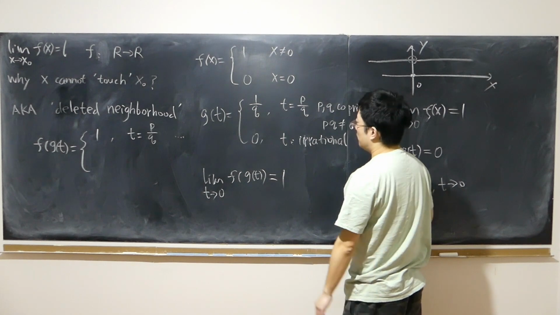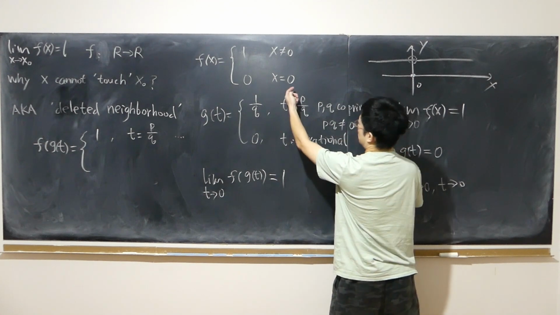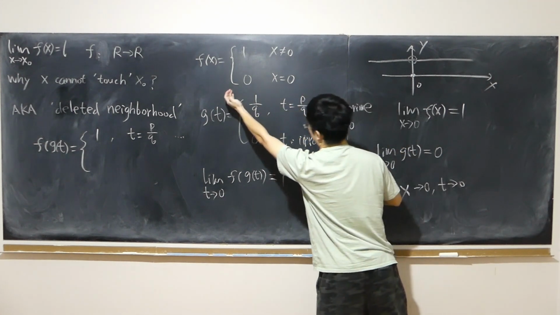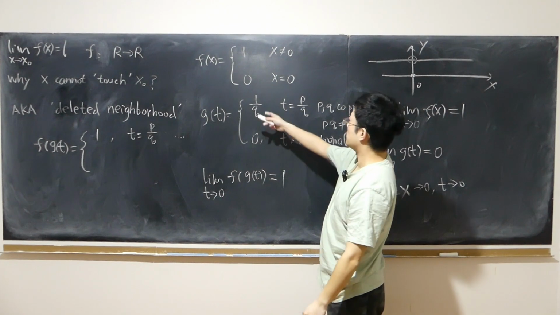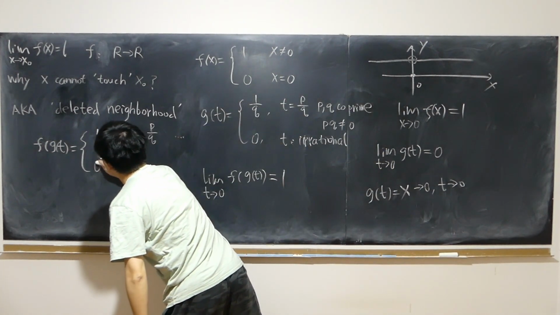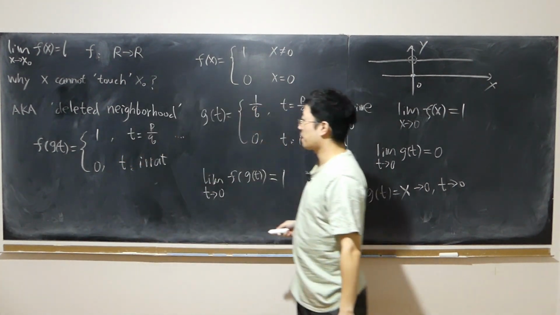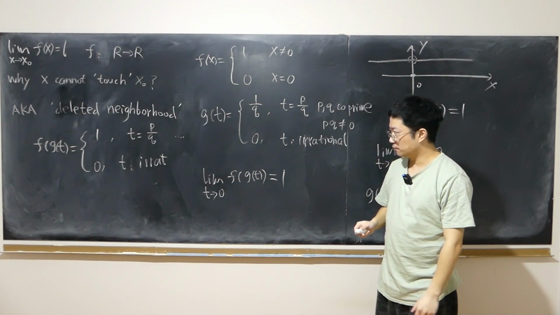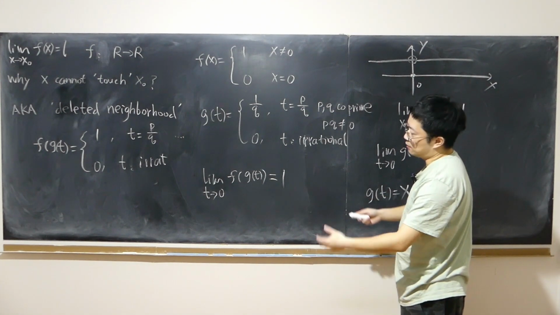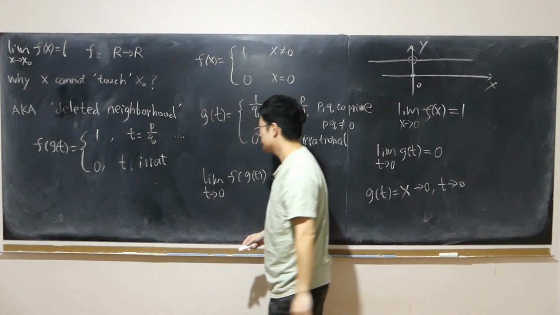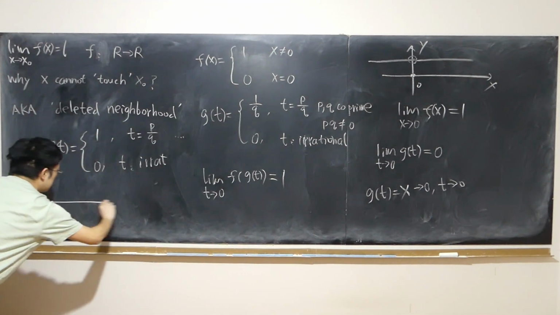The same condition. When t is irrational, g is equal to 0. In other words, x is equal to 0. But when x is equal to 0, f is equal to 0 also. So all in all, when t is irrational, the composite function is 0. So that's what's really happening. Now, when t is approaching zero, what's the limit of f? Now, can we actually draw the graph? Maybe.